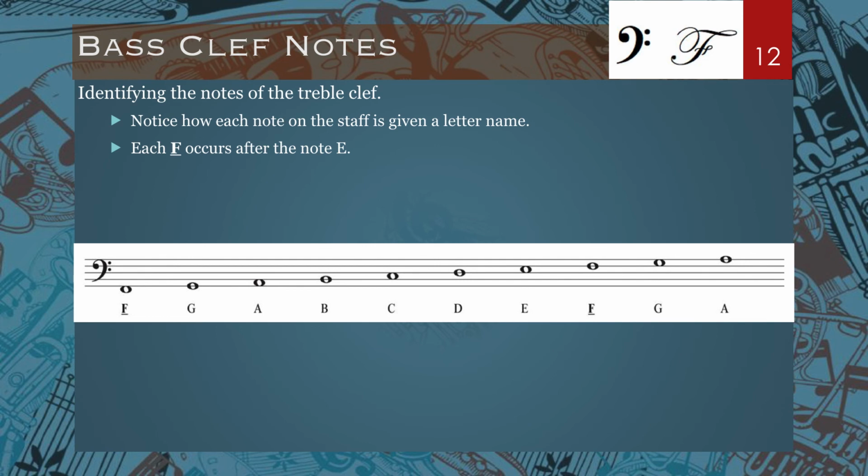So when you're identifying the notes of the bass clef, it's the same concept as with the treble clef. The only difference here is the space right below the staff begins on F. So then you just count alphabetically. You move through the alphabet. F, G. Remember, after G, we've got to start over. So then we have A, B, C, D, E, F, G, and then A on the top line.